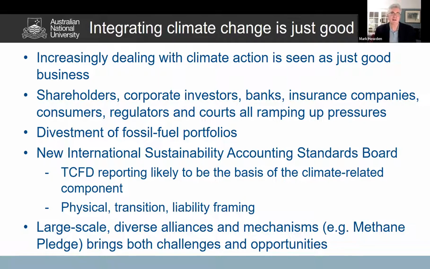And in many ways now, responding to climate change through both greenhouse gas emission reduction and adaptation is seen as just good business practice. And in fact, there's a whole stack of parties, including some of these that I've listed here, shareholders, corporate investors like BlackRock, banks, insurance companies, consumers and regulators, and courts, all ramping up pressure on businesses to ensure that they're actually taking full account of climate change considerations in their strategic decision-making. So in fact, in Australia, a business that doesn't do this is potentially liable of breaching the Corporations Act within Australia, which is a criminal offence.